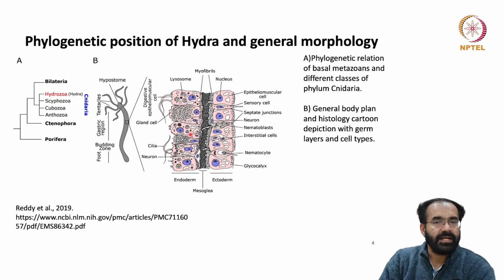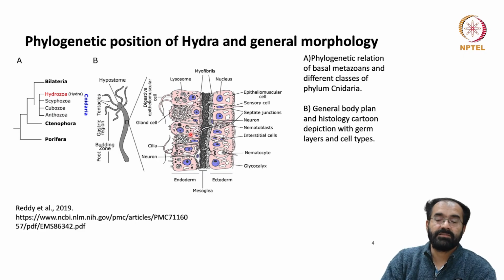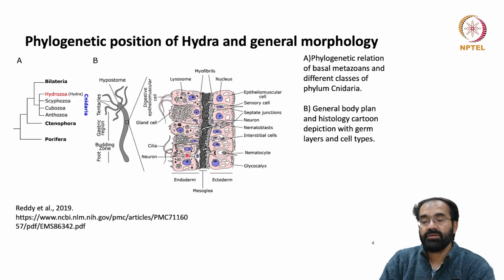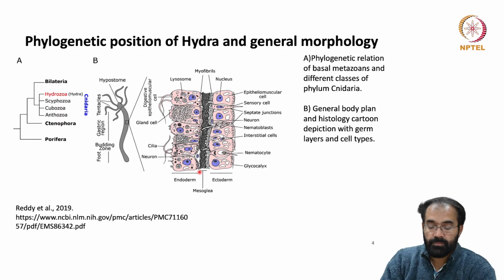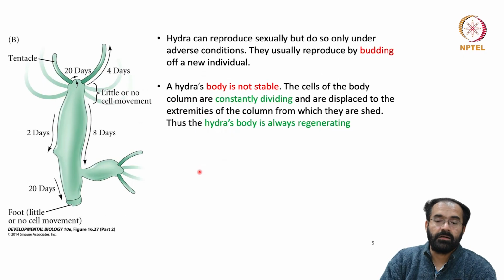So it is a very interesting, unique animal, and it has almost all the cell types that are required, and this is very important for us to understand when it comes to morphallaxis and epimorphic regeneration. If you look closely, you can see the Hydra can reproduce sexually, but they do not usually do sexual reproduction. They always do the asexual reproduction, that is called budding off.